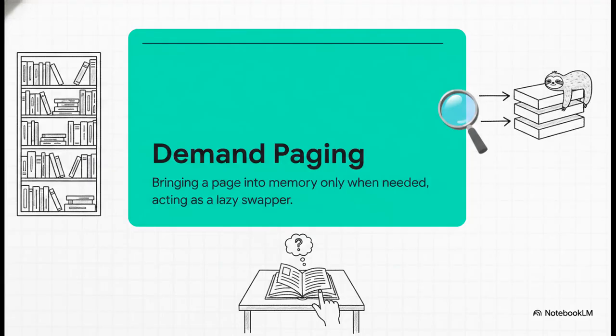And that brings us to the actual mechanism making this whole thing possible. It's called demand paging. The golden rule here is that the system brings a page into memory only when it is explicitly needed. It acts as a lazy swapper. Honestly, think of it as the ultimate procrastinator. It never carries a book from the library to the desk unless it is absolutely forced to. What this means is far fewer unnecessary input-output operations, significantly less memory needed right when you launch an app, and way faster response times. But what happens when you try to turn to a page that isn't on your desk yet?